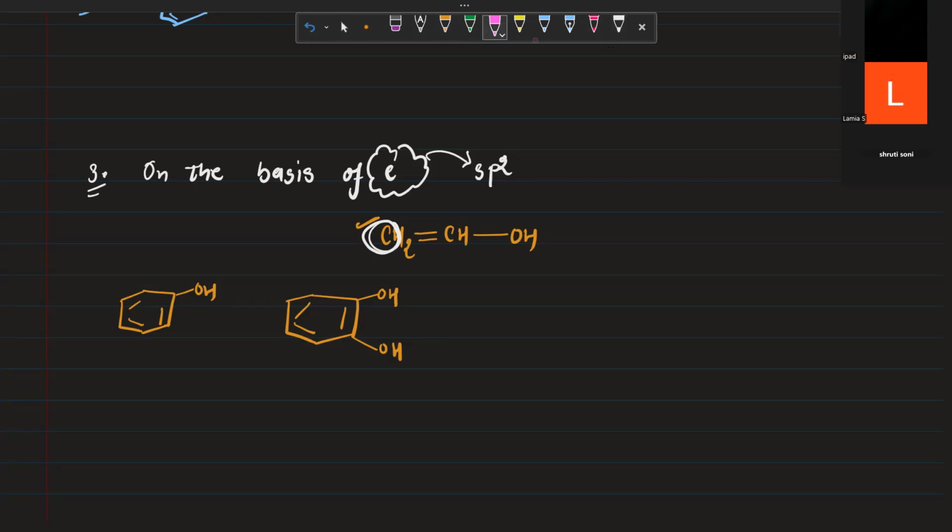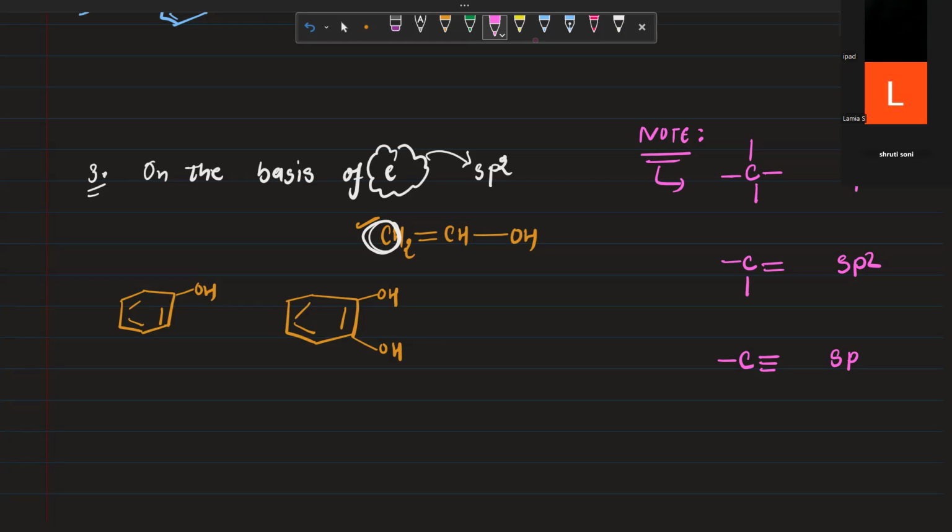Okay, so any carbon which is attached with single bonds, that is sp3. Any carbon which is attached with a double bond, that is sp2. Any carbon which is attached with a triple bond, that is sp. So these things you can note down. Now you tell me whether the given carbon is sp3 or sp2.